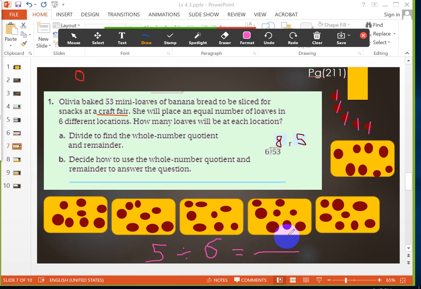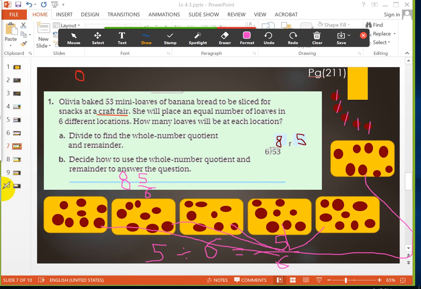5 divided by 6 will be 5 over 6. This is the little part that each one will take: 5 over 6, 5 over 6, 5 over 6. For this one also, and for this one. Each one will take this amount of the little bit. I will repeat, Duha. So each one will take what? 8 and a little bit of banana bread. This little bit equals 5 over 6. Okay, this is the answer.